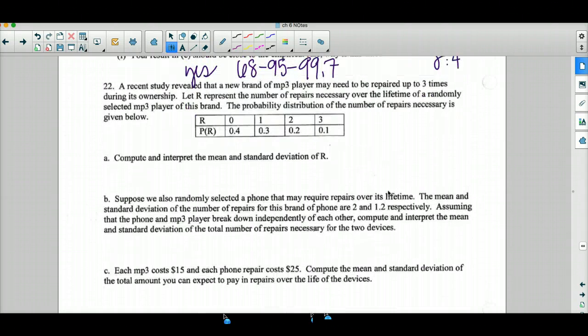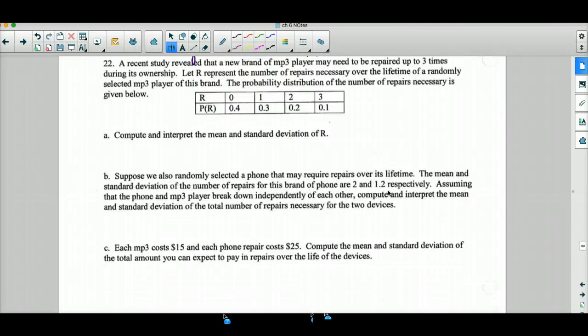This is a lot of good stuff reviewed in this. A recent study revealed that a new brand of MP3 player may need to be repaired up to 3 times during its ownership. Let R represent the number of repairs necessary over the lifetime of a randomly selected MP3 player of this brand. The probability distribution of the number of repairs is given below. Compute and interpret the mean and standard deviation.